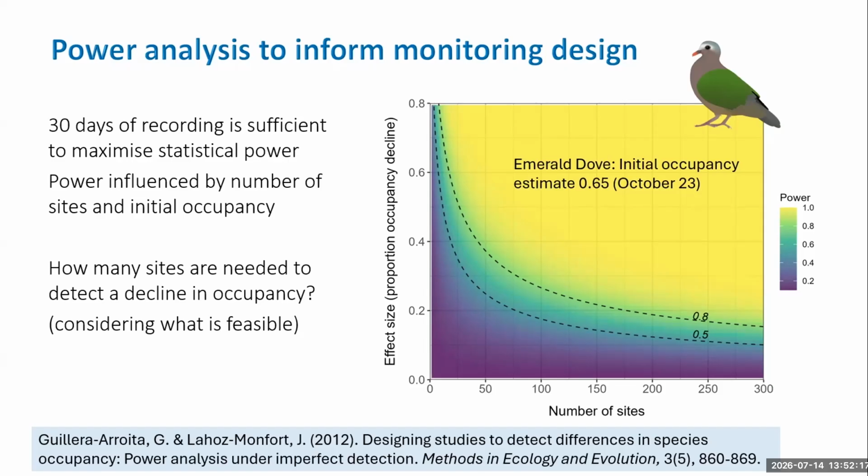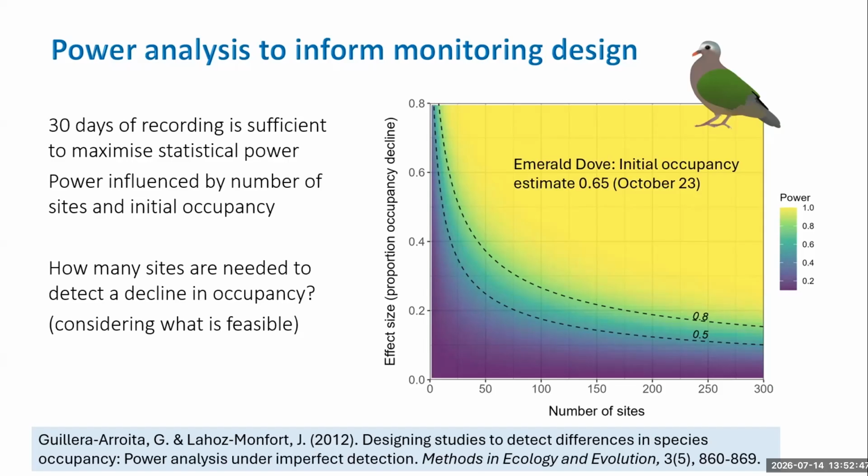This is the example for the emerald dove, which with its low probability of detection was the most challenging one. I found in all the cases that the advantage of acoustic monitoring is that we can record for extended periods of time. You get better power than just doing a few surveys, but beyond 30 days you don't get much extra advantage out of it. But it's quite straightforward: if you're going to put recorders out for a week, there's no extra effort to leave them out for another few weeks.